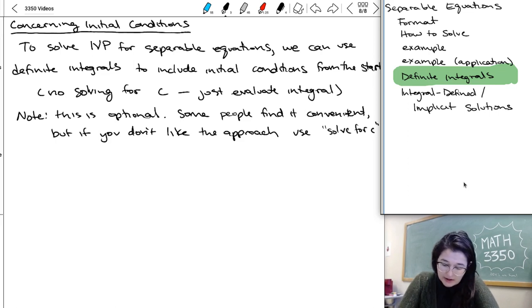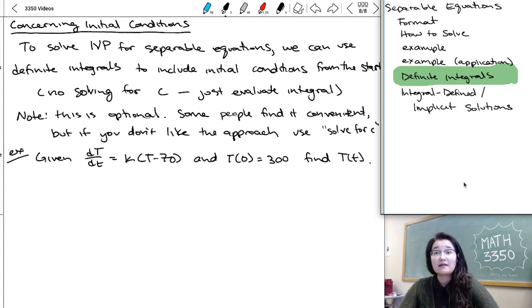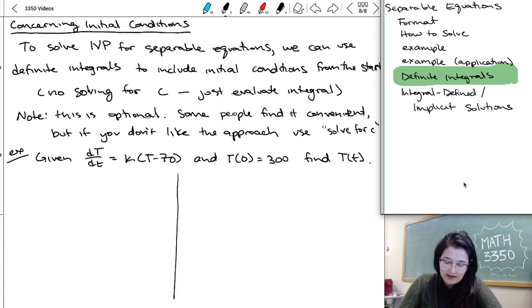So we're going to just go back to that same problem we were just working on. Given dT over dt is equal to k times T minus 70, and T of 0 is equal to 300, we want to find big T of little t. And so our approach here is going to be to start by moving everything over the same as we did before.